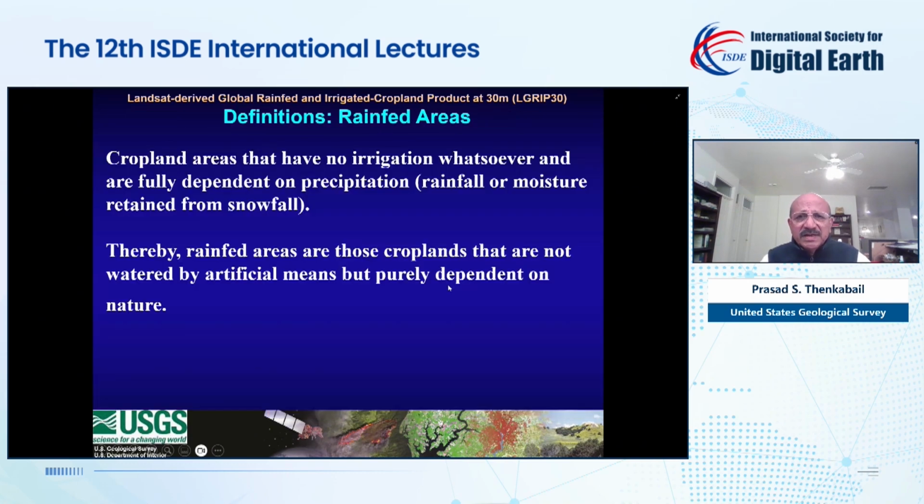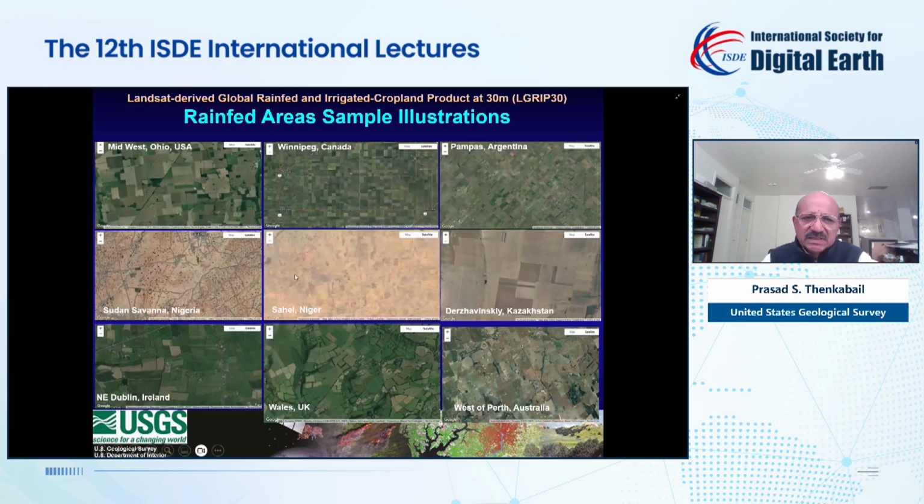Rain-fed areas are where it is purely dependent on rain, where there is no human activity supplying water artificially to these croplands. Those are rain-fed croplands. So they look, for example, like this. Like, for example, in the Midwestern U.S., it gets enough rainfall, and also, you know, it.